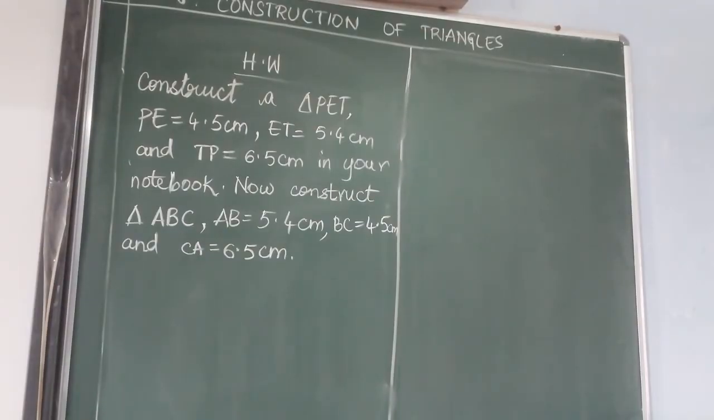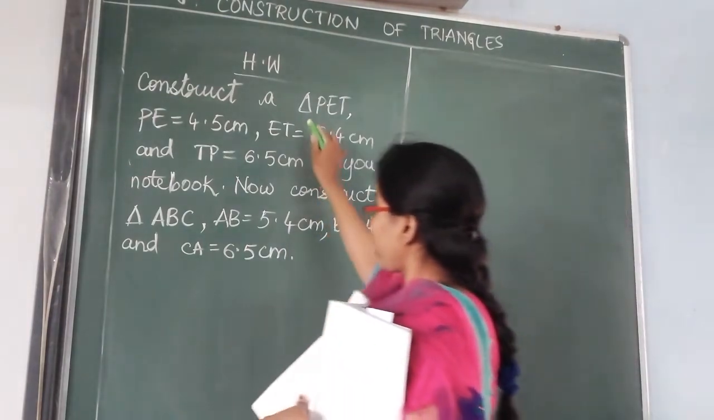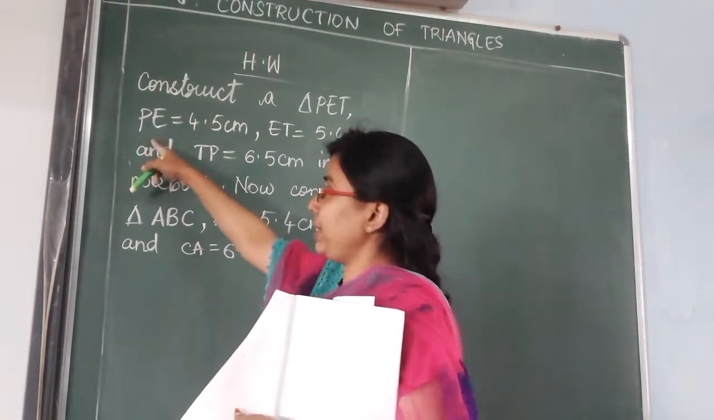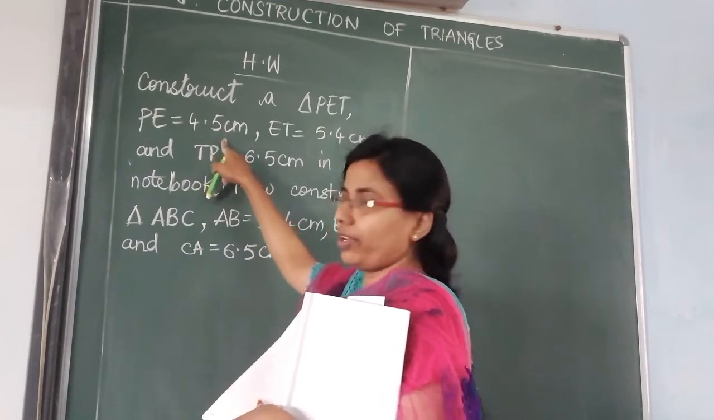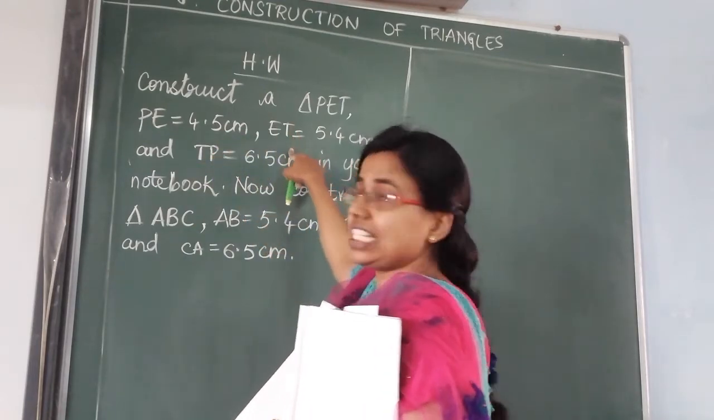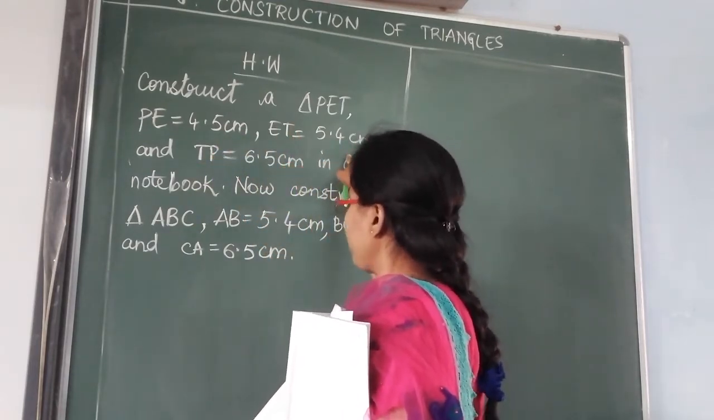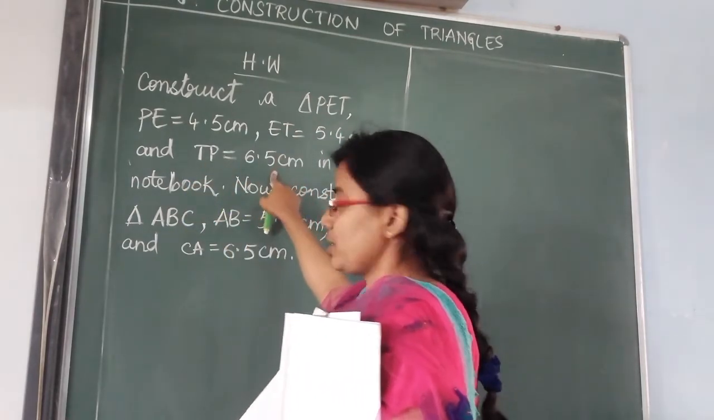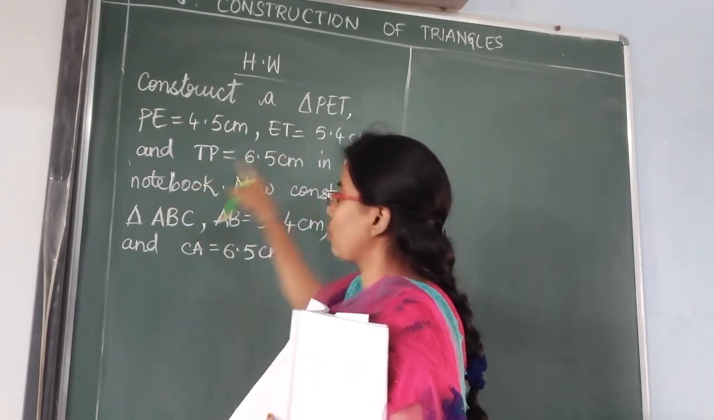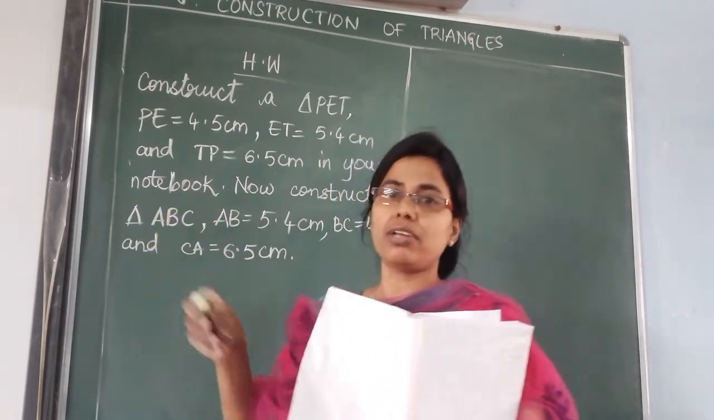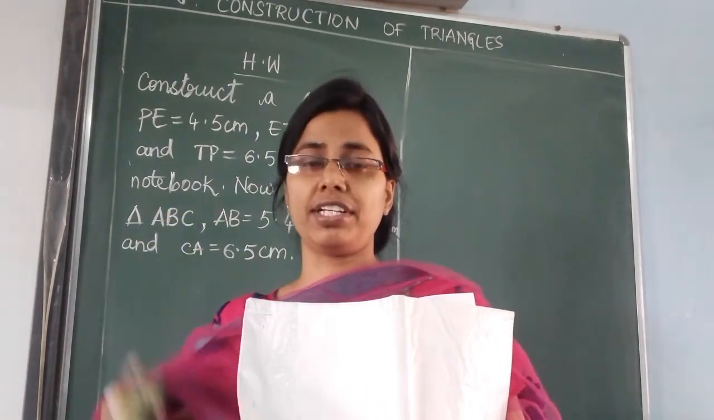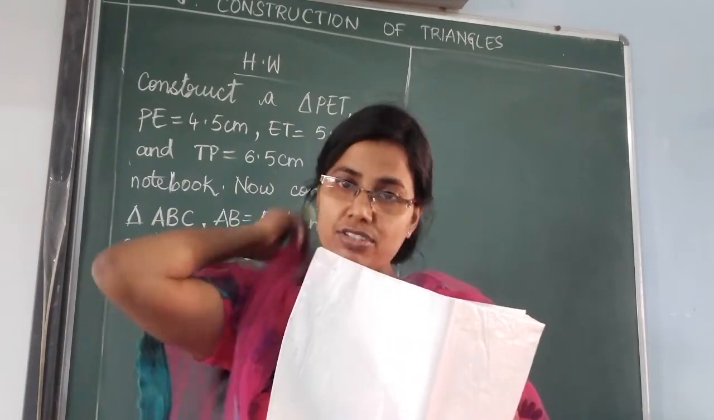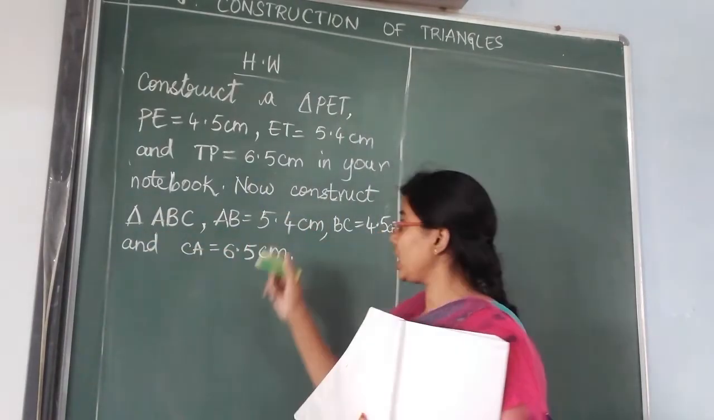Today I am giving you homework. Construct triangle PET. PE is equal to 4.5 centimeters, ET is equal to 5.4 centimeters and TP is equal to 6.5 centimeters in your notebook. So all the 5 steps you need to write and then make the construction of the triangle PET.